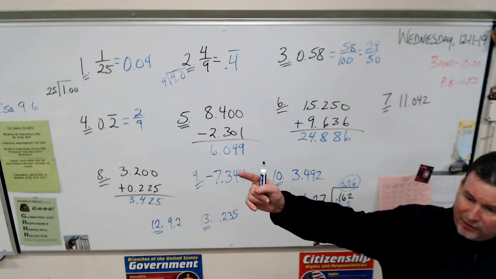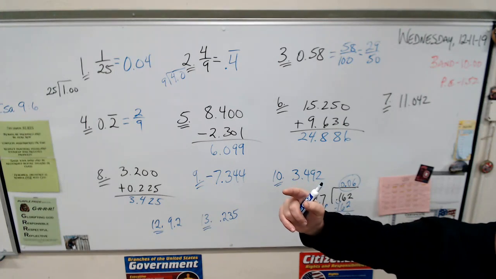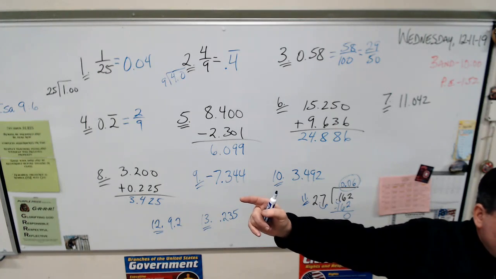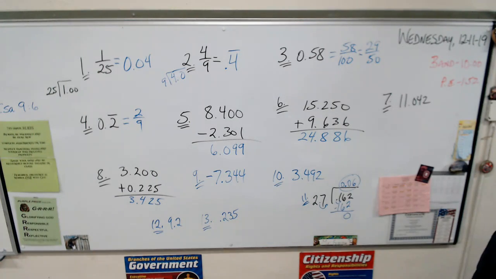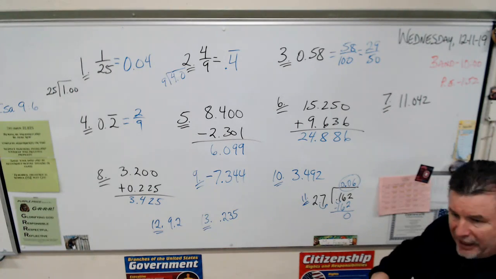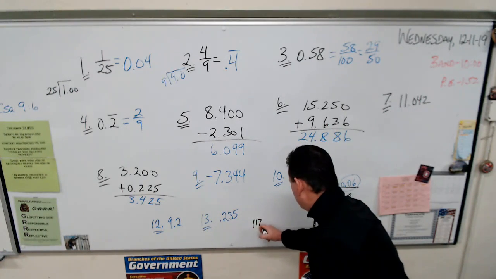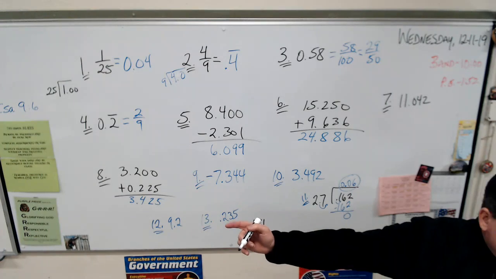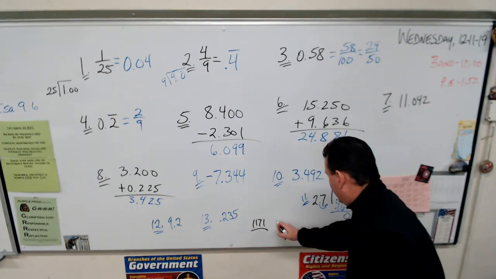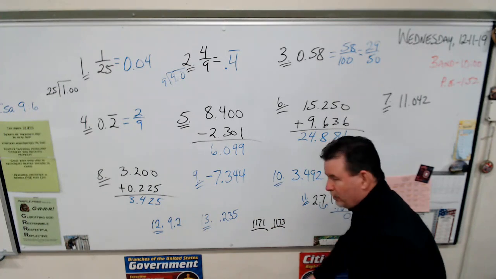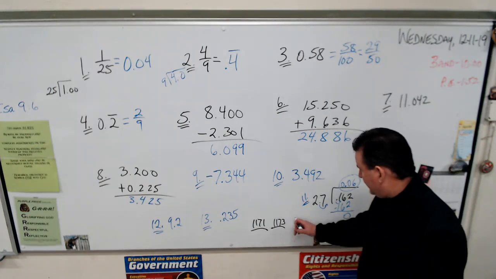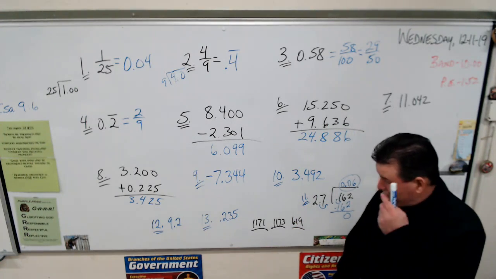And finally, number 14. What'd you get for your mean? 1171. Whoa. Your mean is 1171. What'd you get for your median? 1173. What'd you get for your mode? There was no mode. And how about your range? 619.